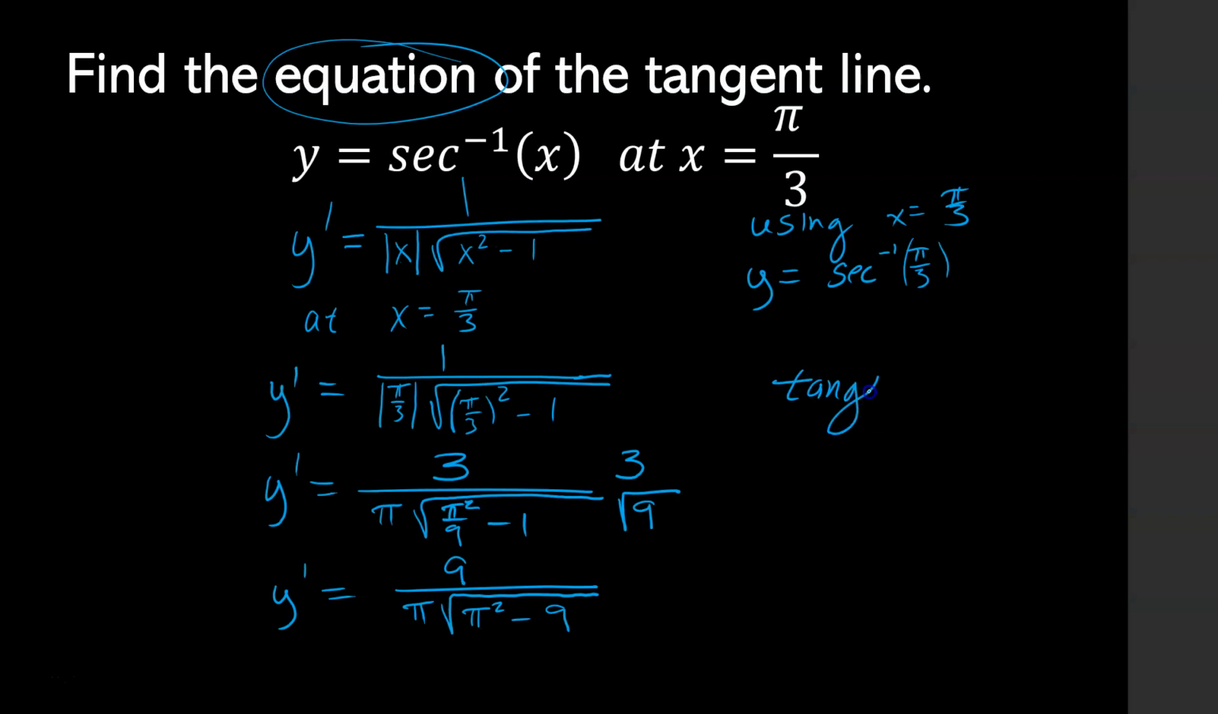Since we're doing something new, we're going to write tangent line. That's a new idea. I don't mean you've never seen tangent line. I mean in this problem. So that's going to be y minus the y value, which is inverse secant of pi thirds, which is equal to the slope, 9 over pi times the square root of pi squared minus 9, times x minus pi thirds.